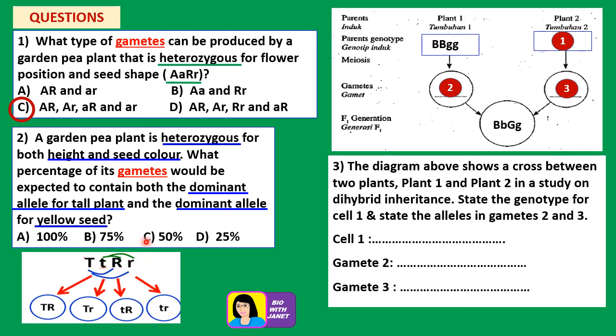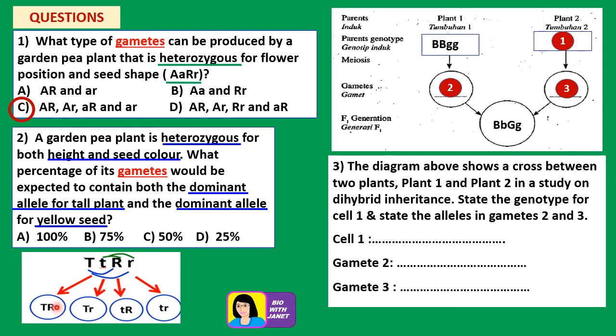Then the question wants to know what percentage of its gametes will contain one dominant allele for tall plant, which is 1 big T, and one dominant allele for yellow seed, which is 1 big R. So we use Mendel's second law to determine the gametes again, and use the link method. Big T can combine with big R, or big T can combine with small r. So these two alleles will be in the second gamete. Small t with big R, small t combines with small r.